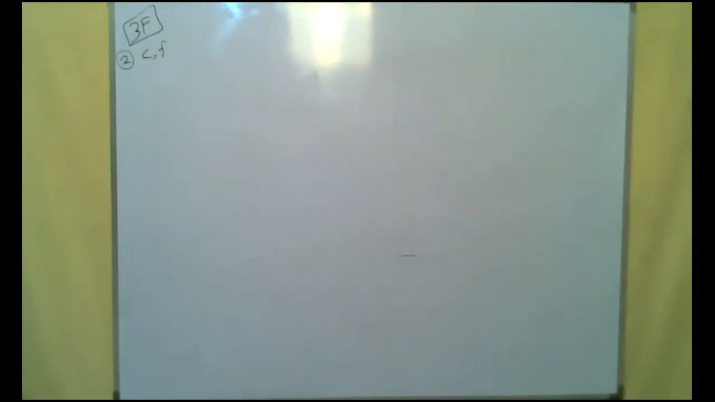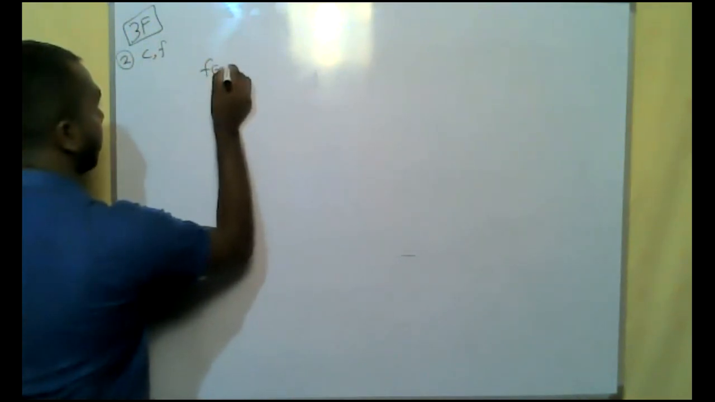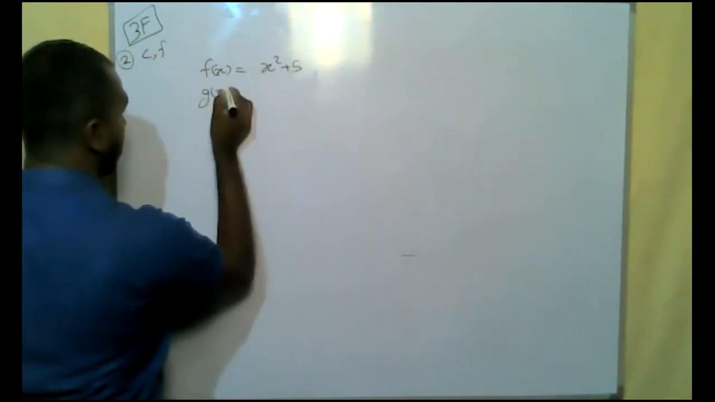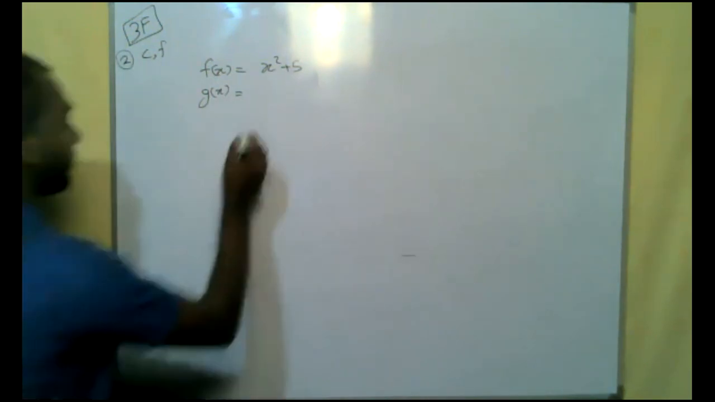What is the question there? For each pair of functions, sketch the graph on the same axis. Then find the coordinates of any points of intersection. Then write down the solutions for the inequality where f(x) is less than g(x). So what are our equations here? f(x) is x squared plus 5. g(x) is 5 minus 2x.